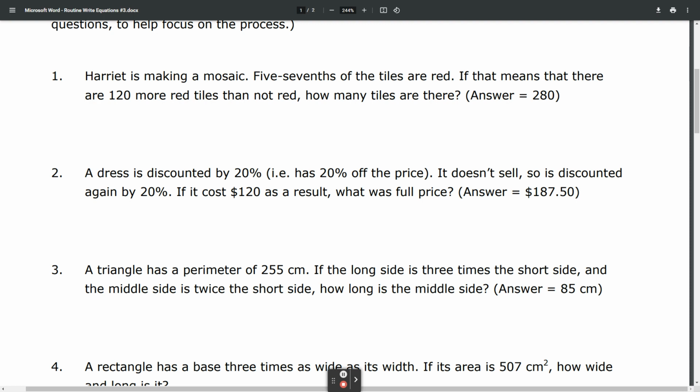You can see question 1, the answer is 280. Question 2, the answer is 187.5. So try and get the answers, and then just tell me I got question 1 or I got question 2. Okay, we'll do this for another 5 minutes or so. Then we're jumping into a Kahoot.